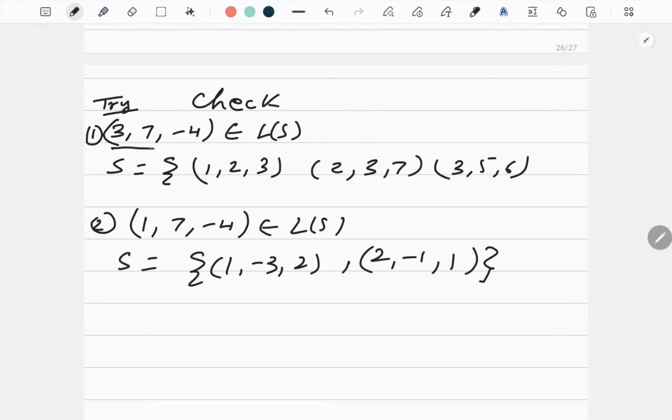Once you have to check that this belongs to linear span and then you have to check whether this belongs to linear span. I hope you understood the concept. It is a very easy and simple concept. In next video, we will discuss about linearly dependent and independent vectors, and then we will discuss what exactly is basis.